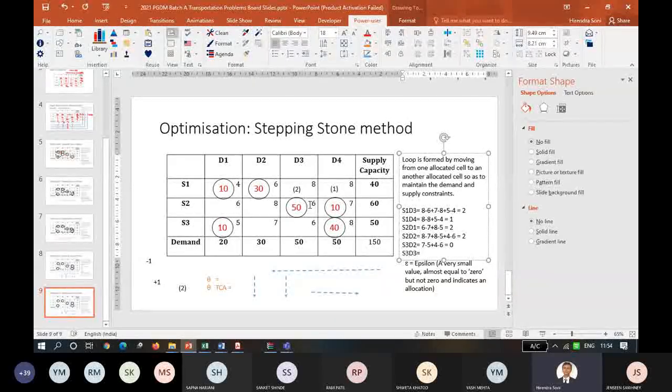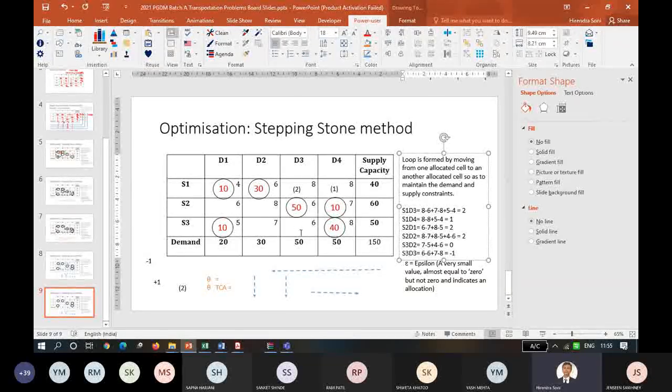S3D3 to S2D3, S2D4, S3D4 and back. So we'll start with plus 6, minus 6, plus 7, minus 8 and back. So equals to plus 6 minus 6, 0, plus 7 minus 8 is minus 1. So that means here we are getting it as minus 1.